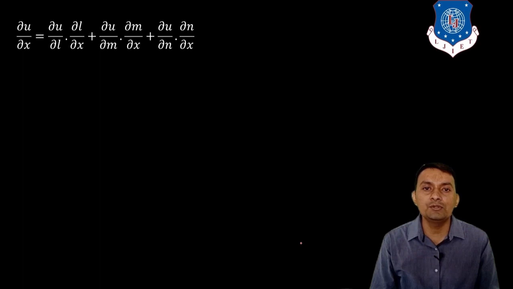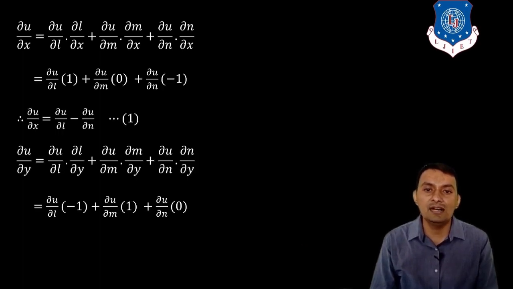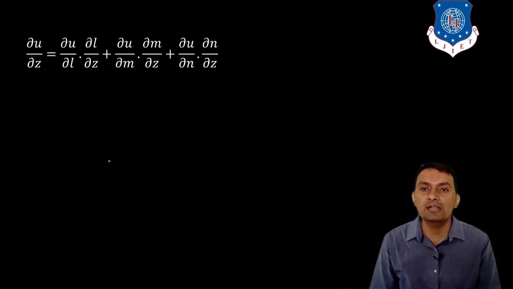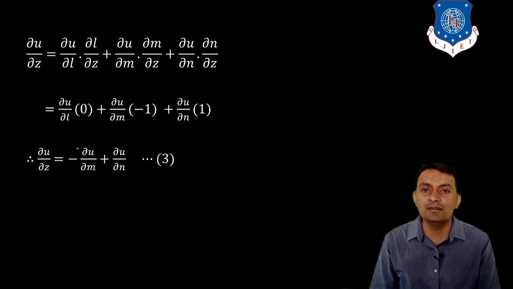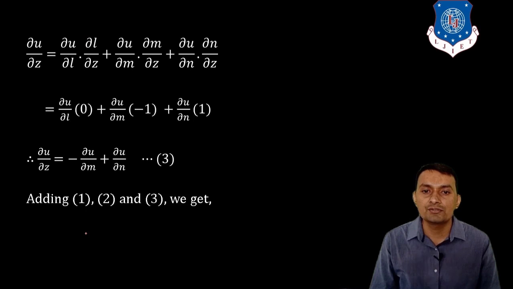Similarly, you can determine the remaining del u by del y, and after simplifying you will get minus del u by del l plus del u by del m. Say equation number 2. Similarly, you can find del u by del z using the same formula, and you will get minus del u by del m plus del u by del n. Say equation number 3. Now adding equation numbers 1, 2 and 3, you will get the answer, that is 0.